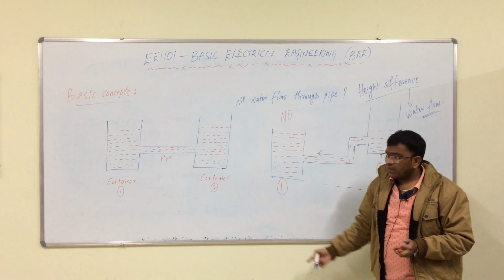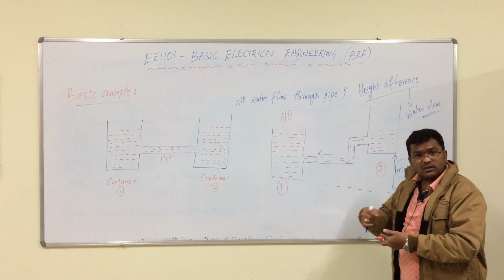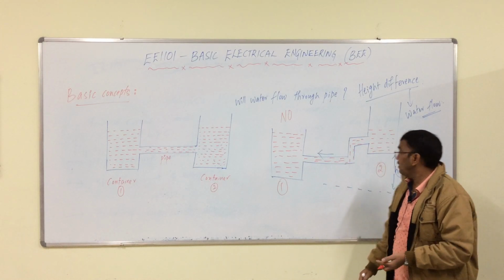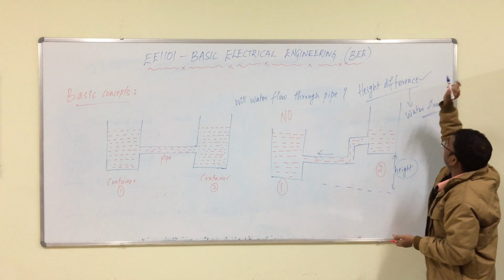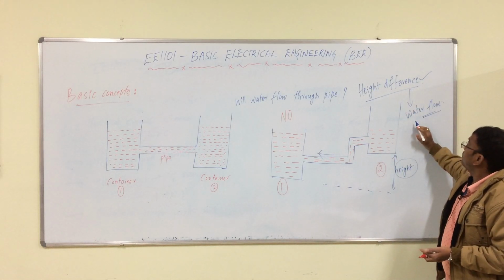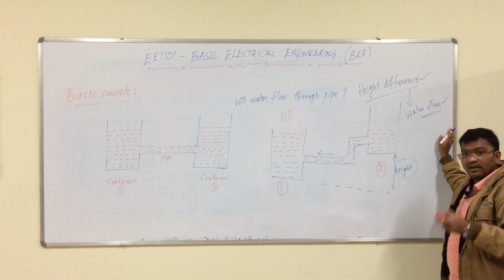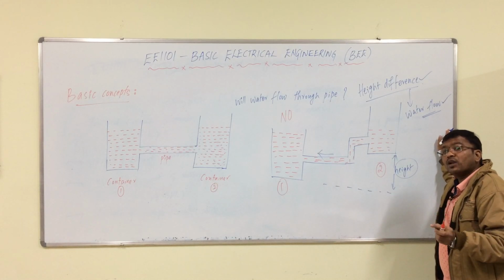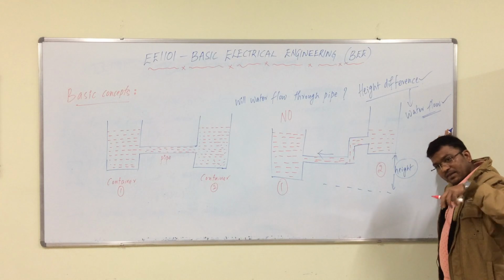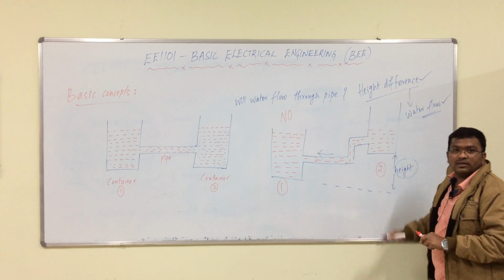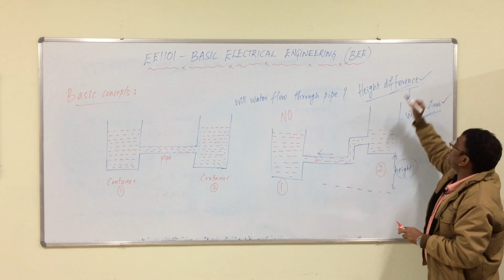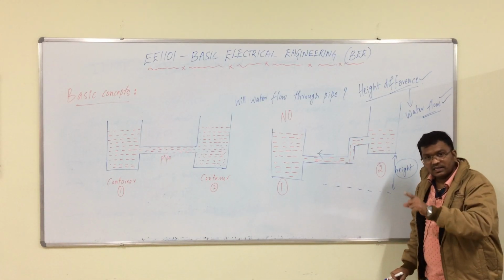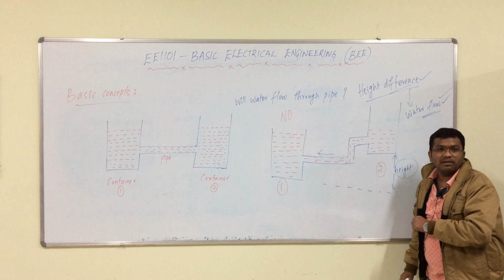So, this real life example can be analogous to what? An electrical circuit. Simple. This height difference makes the water flow. Like that, in any electrical circuit, we provide a potential difference. Obviously, there is a current in the circuit. Due to this height difference, there is a water flow. Due to potential difference, there is a current flow. That is the meaning.